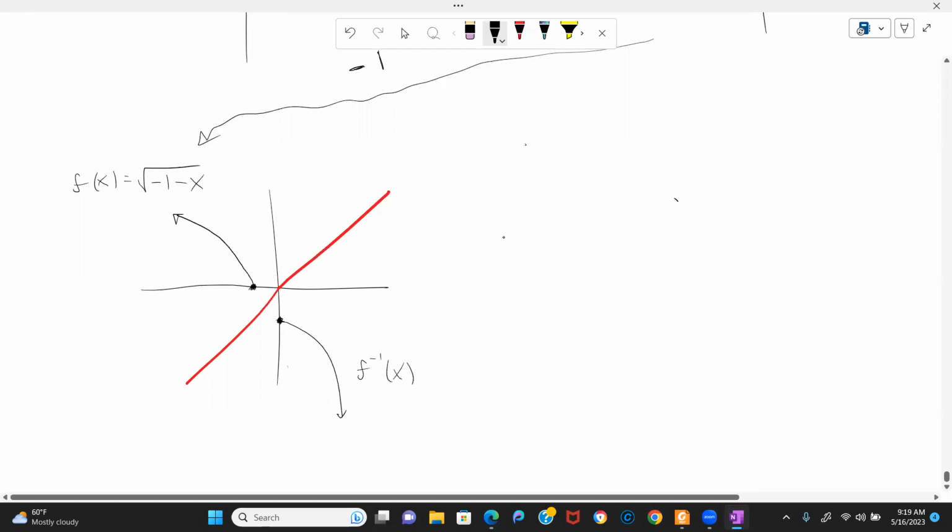Alternatively, we can actually just explicitly find the inverse and then plot it. So here's a second alternative solution. Set y equal to square root of -1 minus x. Now we're going to swap x and y. So this is like step 1 in defining the inverse. Step 2, swap x and y. So you get x is equal to square root of -1 minus y. And then for step 3, we're going to solve for y.